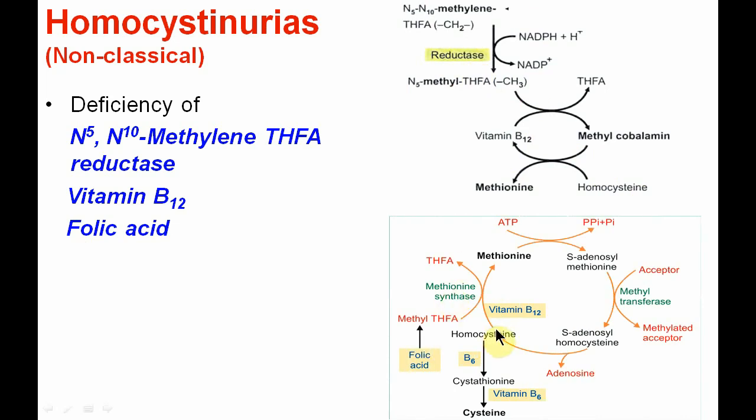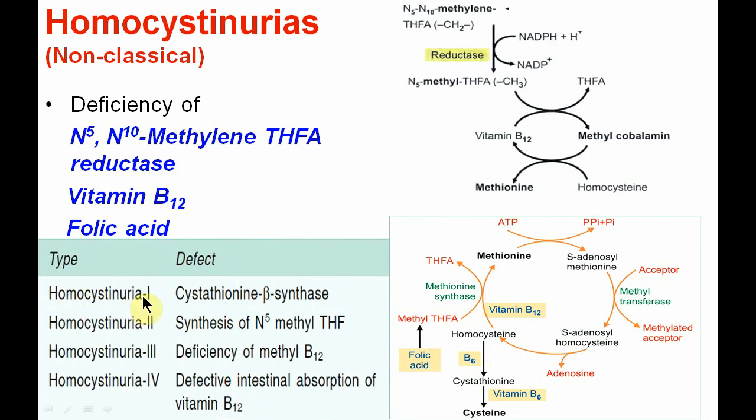In the second reaction, which we have already seen in the slide, you can see the role of vitamin B12 and folic acid in the conversion of homocysteine to methionine. So deficiency of vitamin B12 or folic acid will also lead to accumulation of homocysteine. So you can classify the 4 varieties of homocystinuria by this.